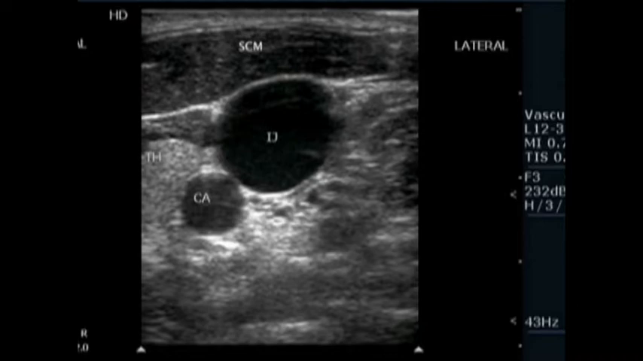And in this ultrasound image, you can see the internal jugular vein, labeled IJ, the carotid artery, and on the left side of the screen, you can also see the thyroid tissue.